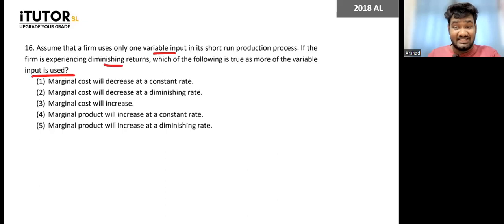What are the three stages? First is increasing marginal returns. Then you have diminishing marginal return. And the third stage is negative marginal return or negative return. So this is not the third stage, this is the second stage.